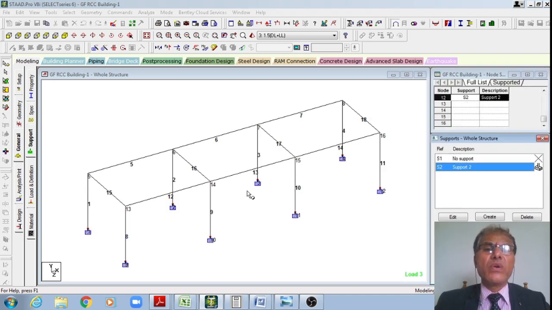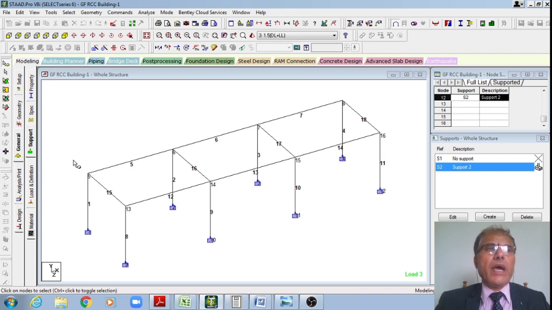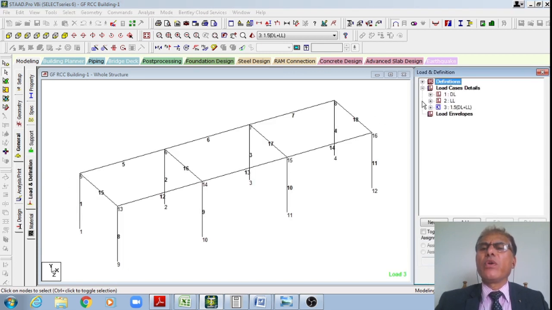All these 1, 2, 3, 4 and this 9, 10, 11, 12 are presumed to be fixed because they are embedded into the footing or the top of the pedestal, which is presumed to be fixed. And the footing or pedestal is not sinking, therefore it is presumed to be rigid, therefore rigid support. Then once I do the support definition, student, I'll move to the definitions. I don't require any earthquake or other definitions.